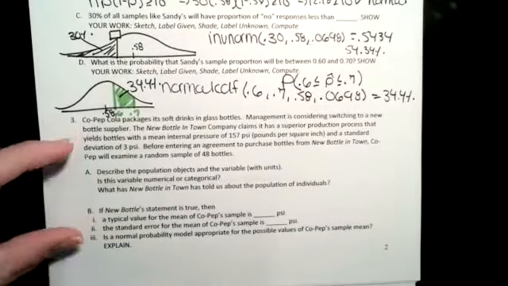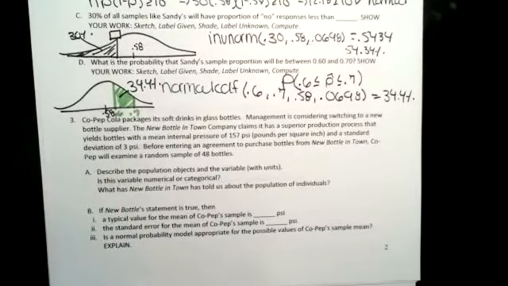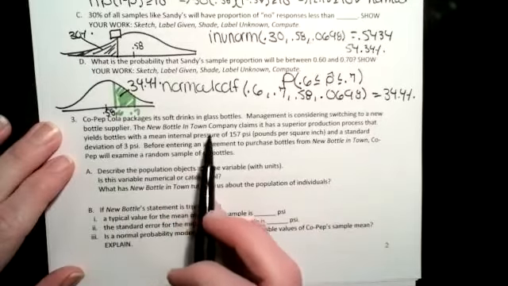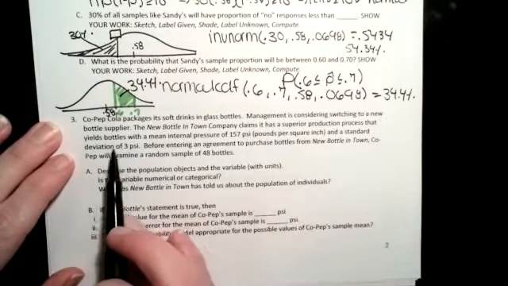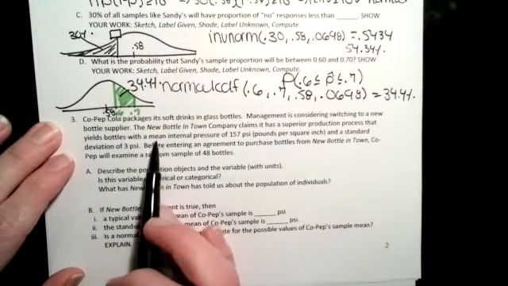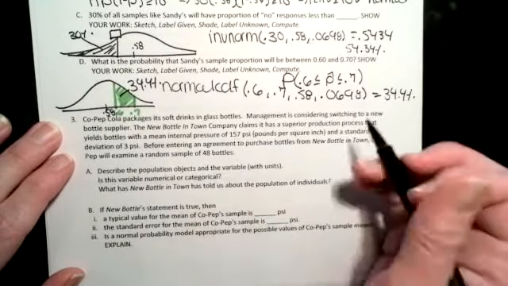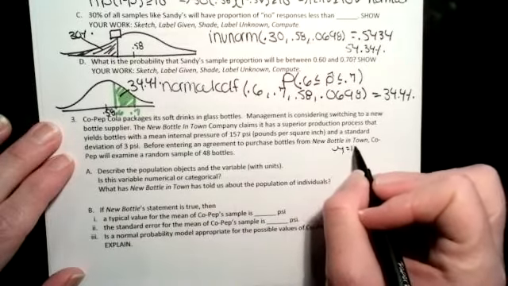So I have very little room here. So let's take a look. Okay, so the cola packages, soft drinks, glass bottles. They're thinking about a new supplier. So I'm reading through this. I'm not really sure where I'm going with a mean 157. I can just write it down if I want.